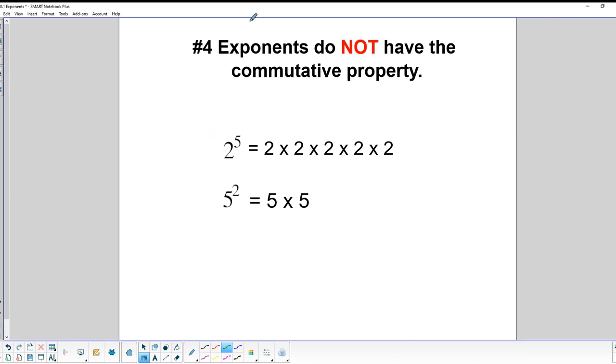All right. Now exponents, number 4, exponents do not have the commutative property. So what we want you to make sure is that you don't make this mistake. If I have 2 to the 5th power, that means 2 times 2 times 2 times 2 times 2, 5 times. Well, I can't switch those numbers around and get the same result. 5 to the second is not the same thing. That would be 5 times 5, which is definitely not the same value as 2 times 2 times 2 times 2 times 2. So remember, you can't switch these numbers around.